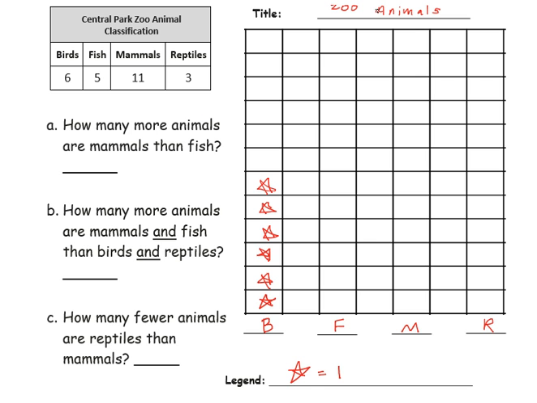If I move on to the fish family, I have 5 fish, so I'll draw 5 stars. For mammals, I need 11 stars. And for reptiles, 3 stars. Now that's just one way I can show this picture graph.